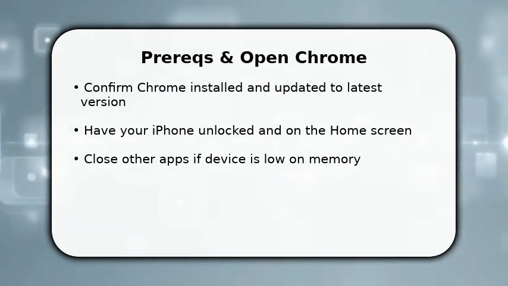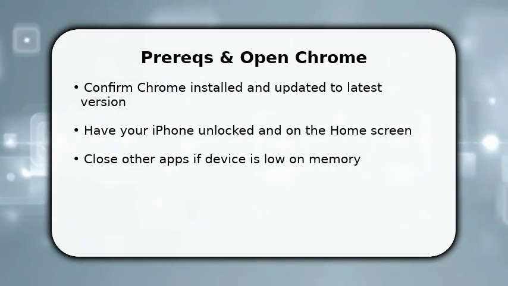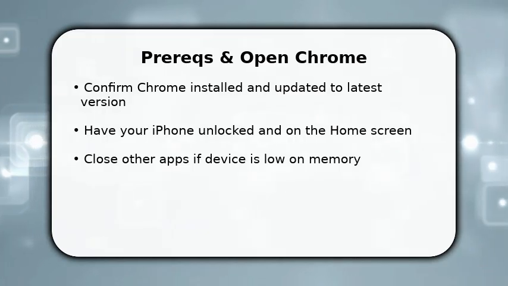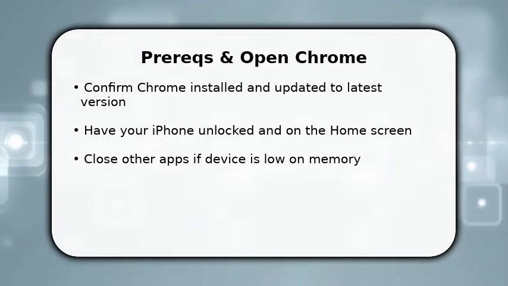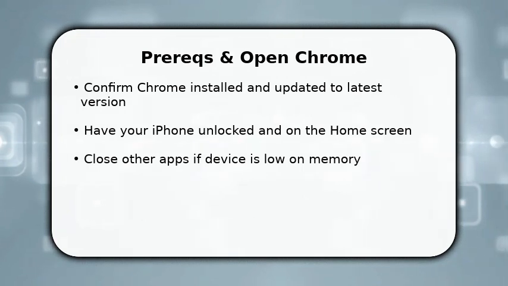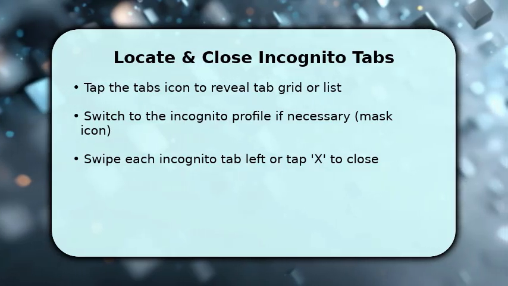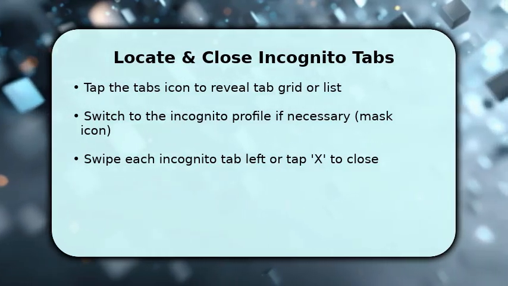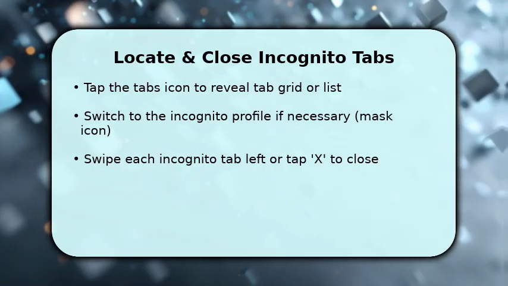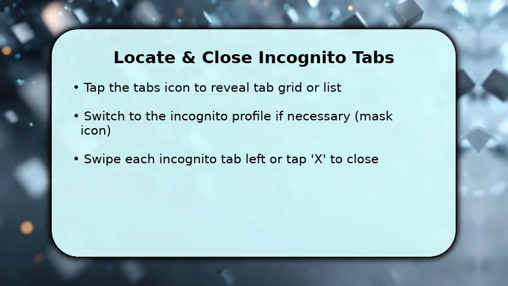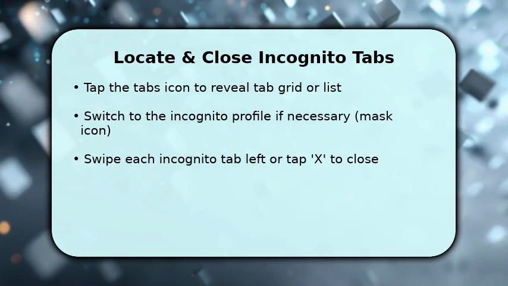Once Chrome is open, tap the Tab Switcher button to view all open Incognito and regular tabs so you can manage them next. Now you'll remove Incognito tabs. Tap the Tabs icon. If you see two profiles, choose the mask icon to show only Incognito tabs. Swipe left on each Incognito tab to close it, or tap the small X on each tile.